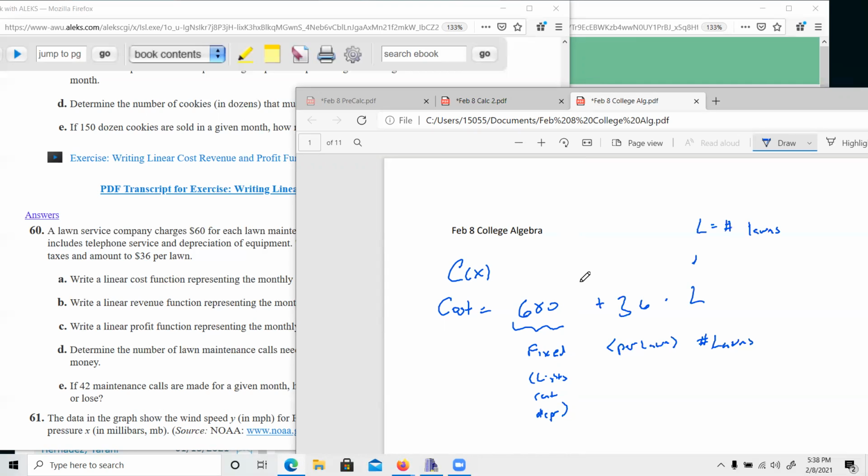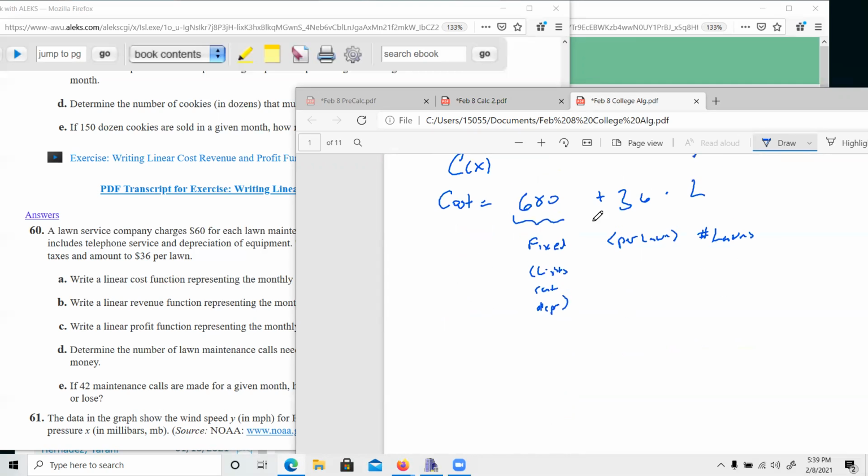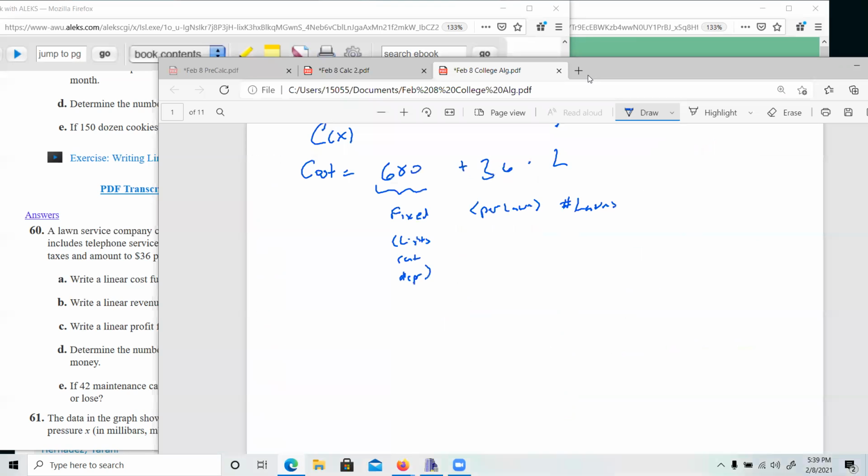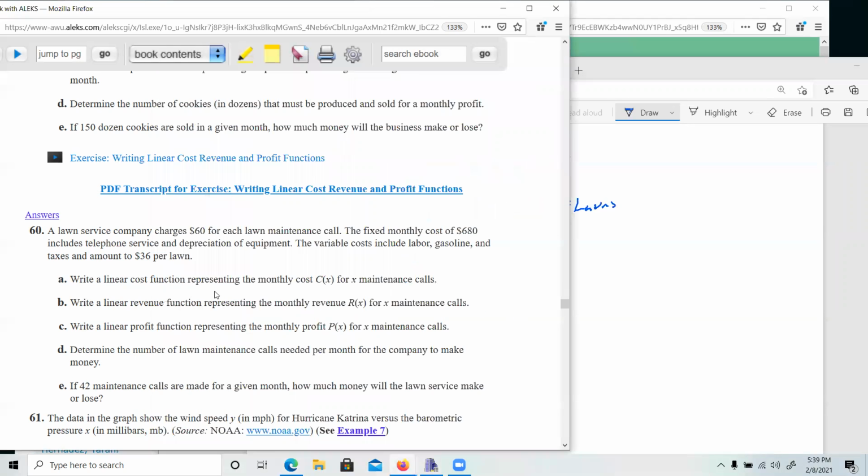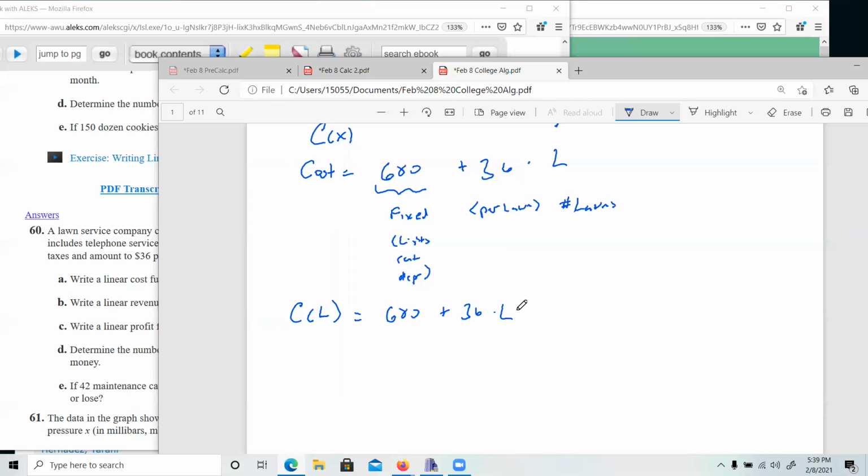I haven't gotten to a final answer yet. I'm just sketching out what they told me and how I'm trying to process it. So we could have C of L, because we're using L's in this case rather than X's. Somewhere along the line, the book probably tells us to use X. So we have 680 plus 36L. They want X to be the number of maintenance calls. Fine.